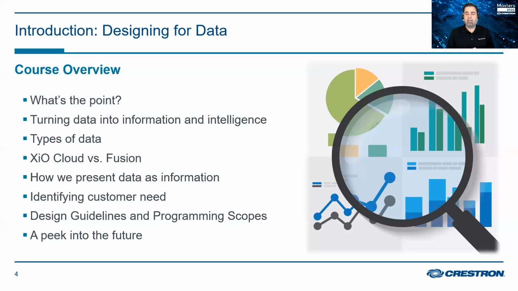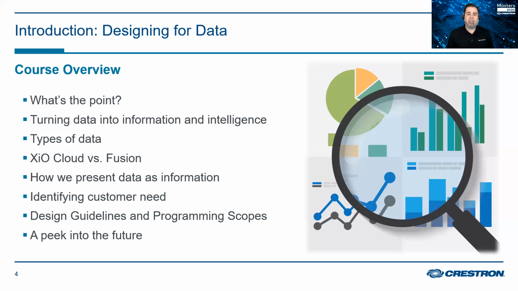But fundamentally, every organization is going to have different sets of values with the data that's available to them. So with that, just running through today, we're going to talk about what's the point of all this. What is the big picture? We're going to talk about turning data into information and intelligence, actionable information. So we're going to talk about the difference between raw data and information that we can actually use.